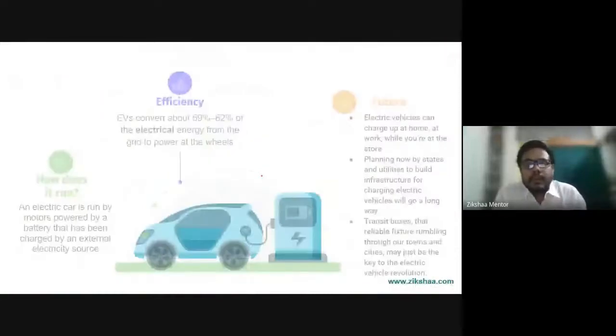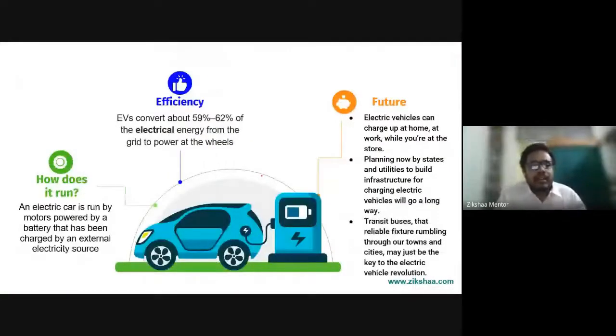Now, how does an electric car run? A basic explanation would be that an electric car is run by a motor powered by a battery that has been charged by an external source. So if this is the external source, we can charge the battery, and that battery in turn will go through the power electronics, converting it into AC or DC, depending upon what your traction motor is, and that will be giving the power necessary for propulsion to your vehicle.